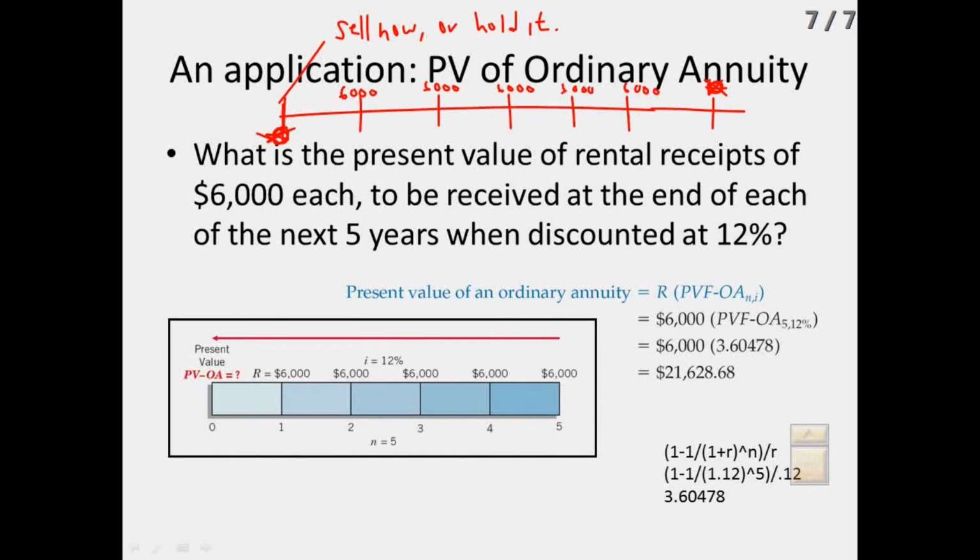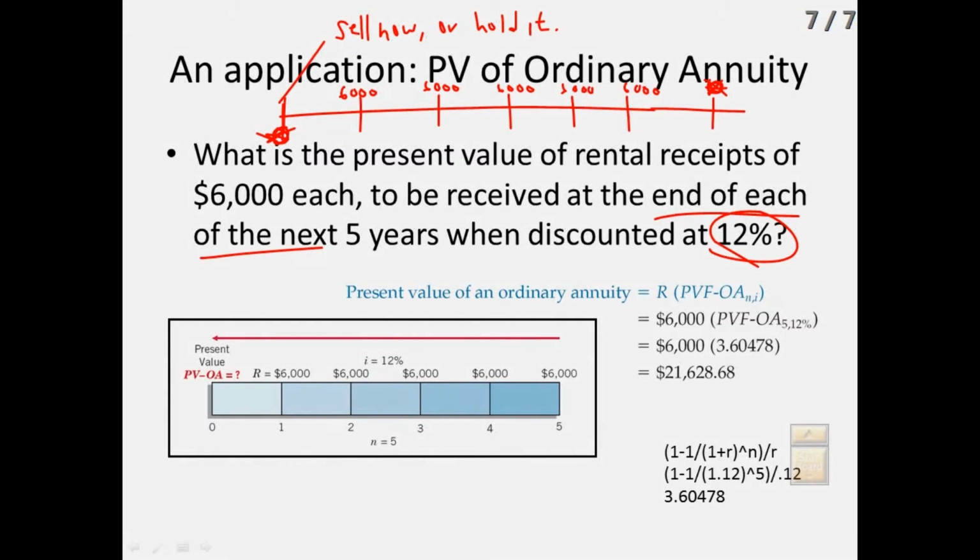Is this an ordinary annuity or an annuity due? Ordinary, right? Because the rental payments are going to be received at the end of each year. So I'm going to use the 12% discount rate. Again, use the formula. Here's the formula. If you want it, you can use a table. You can do anything you want.